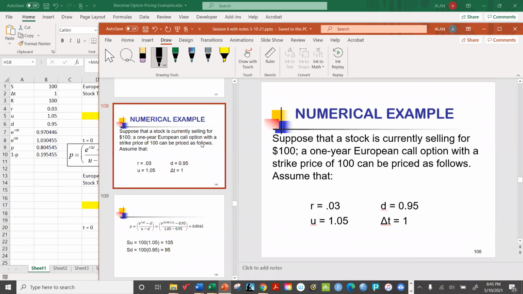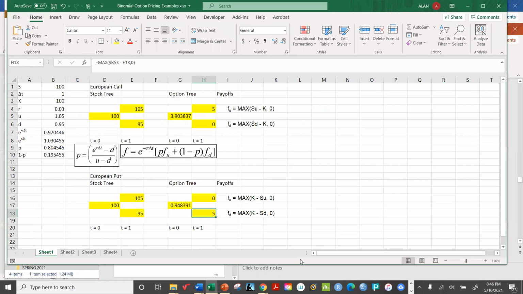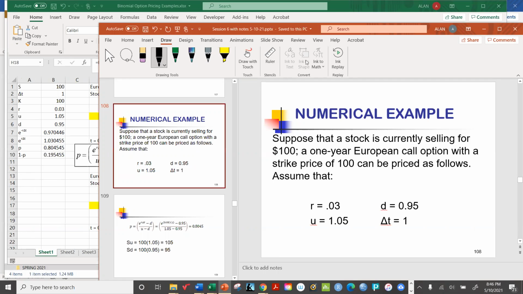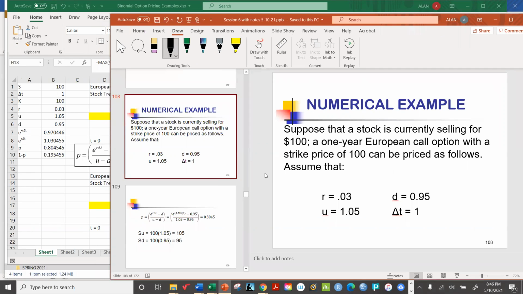So we have a stock that's selling for 103. This is on sheet one, by the way. In your spreadsheet, binomial option pricing examples, sheet one has the next two examples that we're about to look at, a European call and a European put. So here we're told that the stock is selling for $100. The 1 year European call has a strike of 100, and we have the following information. The risk-free rate is 3%.